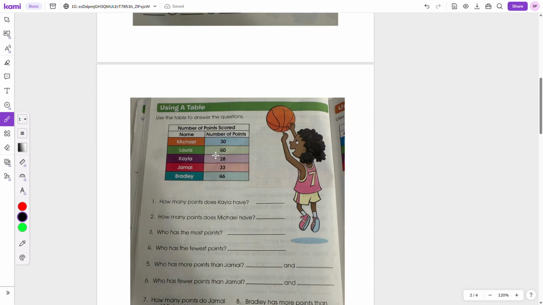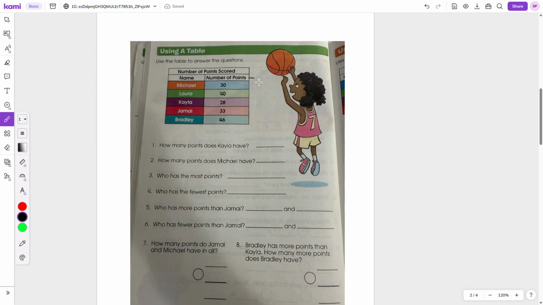Next one, we're going to do the same thing, but this time it's the number of points instead of the number of pets. So, okay, number 1, how many points does Kayla have? Kayla has 28, so write 28. Number 2, how many points does Michael have? Michael has 30, so write 30.